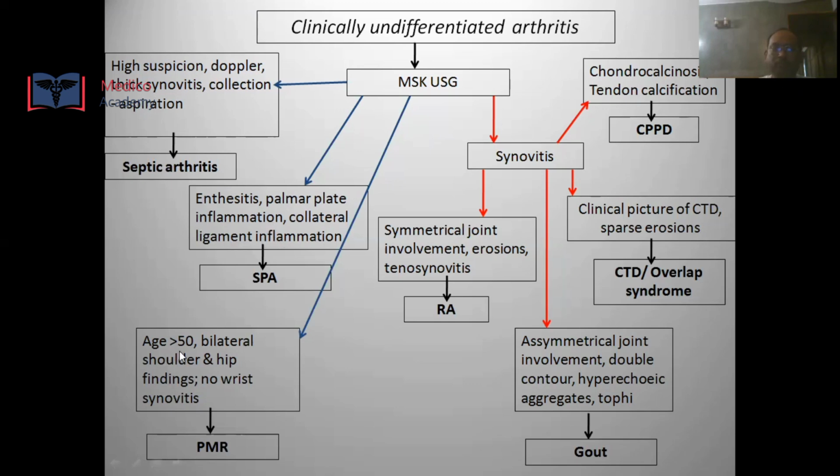If the patient comes with more than 50 years of age, bilateral shoulder and hip joint involvement with no wrist synovitis, then polymyalgia rheumatica should be considered. If we are getting synovitis in ultrasound, we should look for other findings such as chondrocalcinosis and tendon calcification in CPPD. If there is a clinical picture of connective tissue disorder and there are small erosions, we should think of connective tissue disorder or overlap syndrome. In case of synovitis with asymmetrical joint involvement, double contour and hyperechoic aggregates along with profile, gout should be considered. And if there is synovitis with symmetrical joint involvement, erosion and tenosynovitis, then rheumatoid arthritis is a possibility.